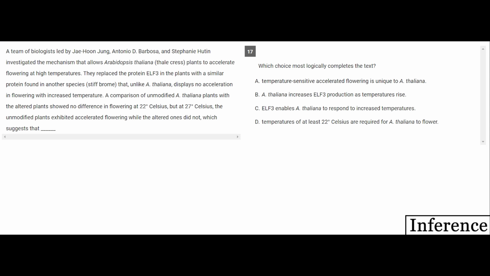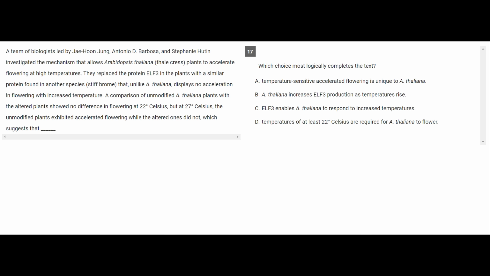This is a very difficult inference question, but I believe anyone can solve it if they approach it the right way. These questions always ask which choice most logically completes the text, and a lot of the time you can skim the text and the answer is obvious. But the hard questions always have many moving parts that distract you from the answer. So this is how I would approach this question.